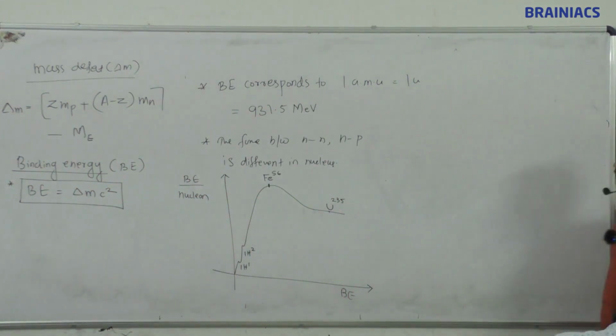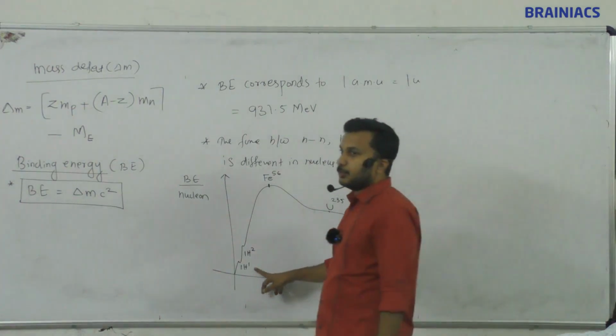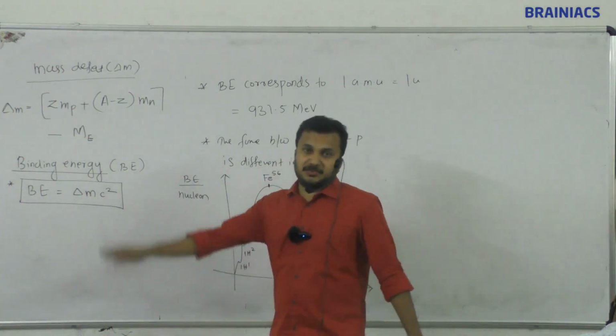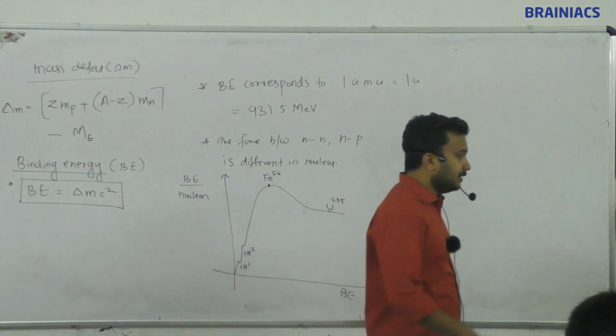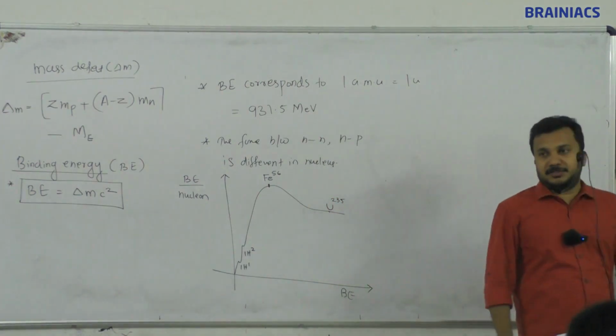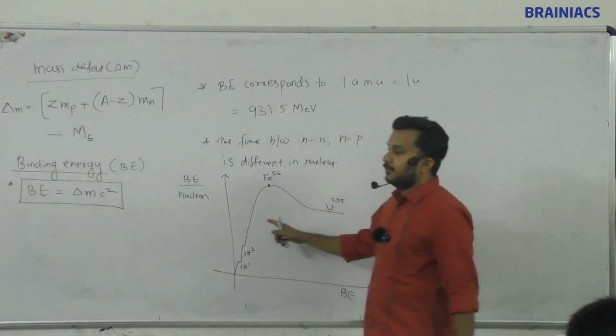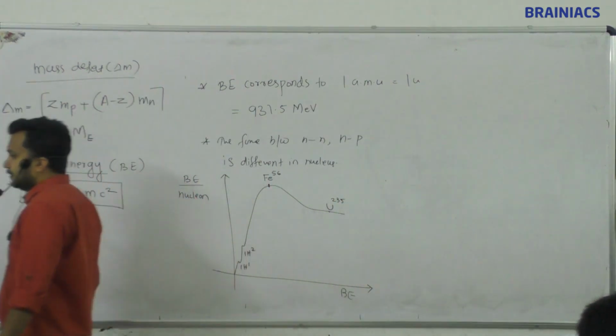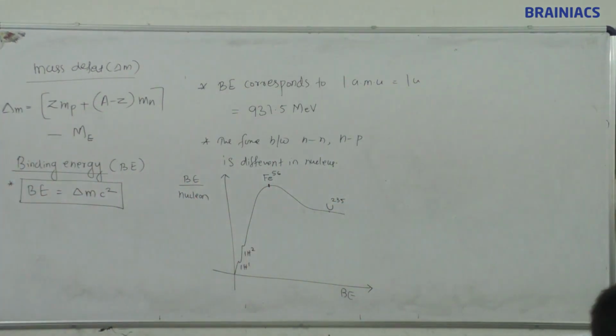Next point, the lighter nuclei, 1H1, 1H2, etc., are used for the nuclear fusion process.